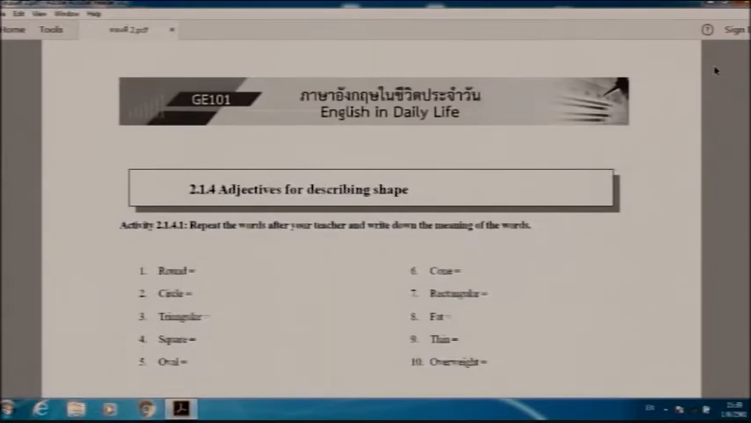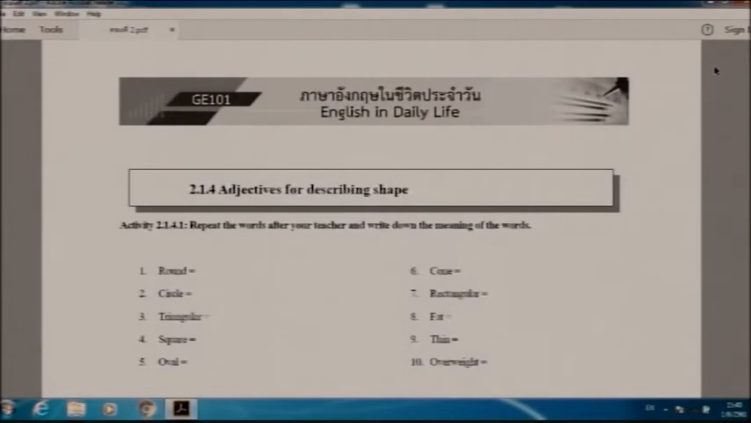Number five is oval. Number six is cone. Number seven is rectangular, that is rectangle. Number eight is fat. Number nine is thin. And then number 10 is overweight. What is overweight? Overweight is being with more than the kilos that are more than your expected weight. That is overweight, you have too many kilos.